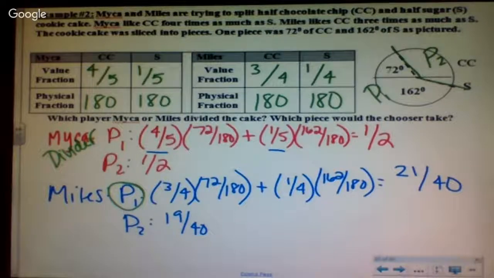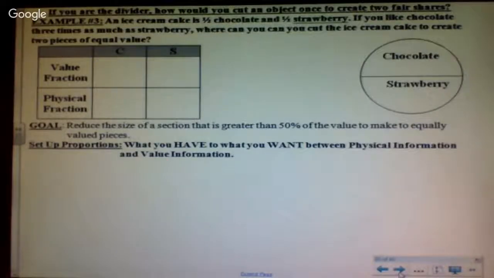Questions? That's it for the front side, right? Yeah. Okay. Last concept for today, and I'm done and you can work on your practice problems.